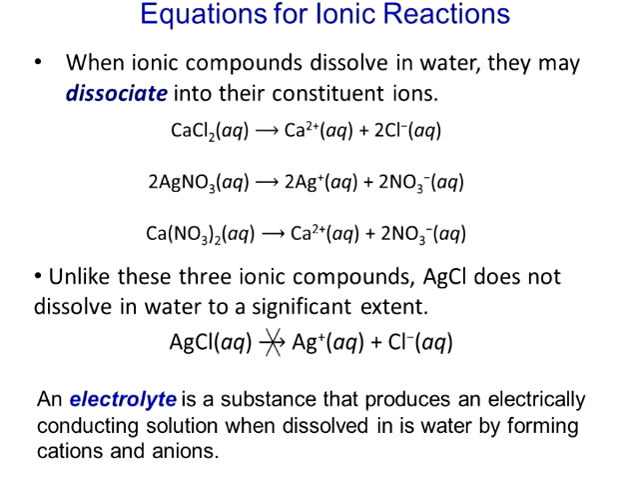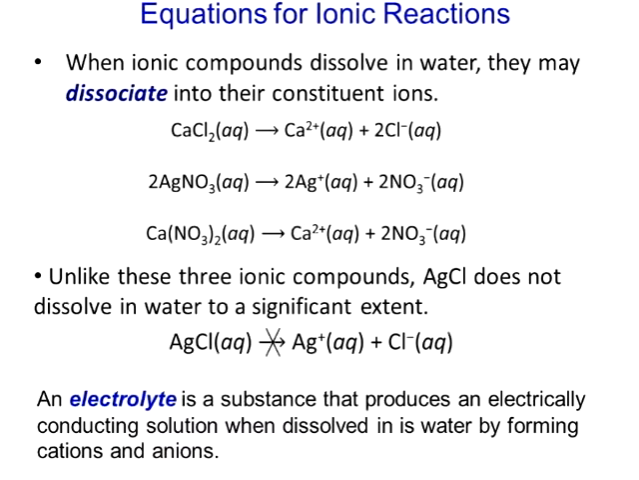One of the features of the ability of a compound or substance to form ions in solution is that it will conduct electricity. It will conduct a current. When a compound is capable of conducting electricity or current, it is called an electrolyte. So, an electrolyte is a substance that produces an electrical conducting solution when dissolved in water by forming cations and anions. In other words, if it is soluble and it produces ions, it will conduct electricity.